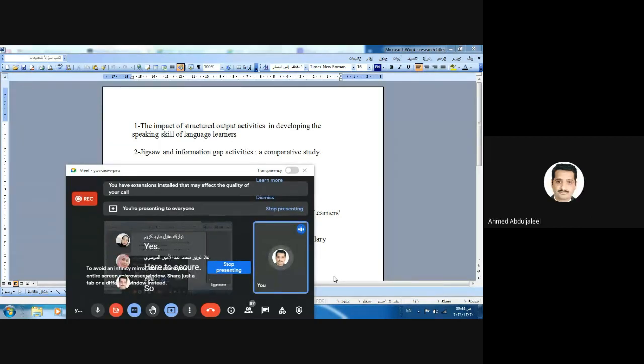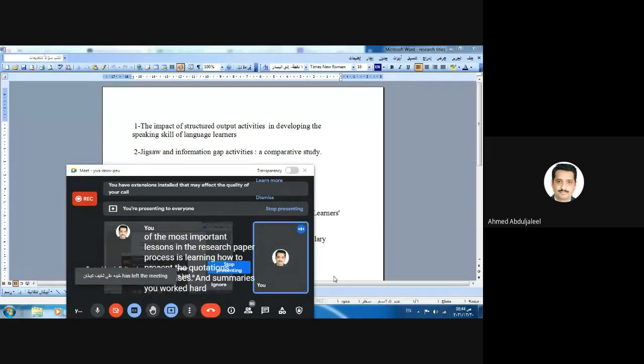So I want you just to go to your book and see chapter 6, Using Research Material. One of the most important lessons in the research paper process is learning how to present the quotations, paraphrases, and summaries you've worked hard to find. To succeed, you will have to resist the almost irresistible urge to write a paper that displays your research material instead of using it for support.